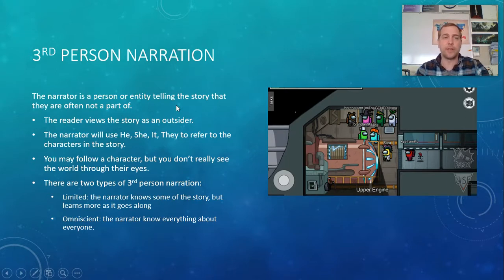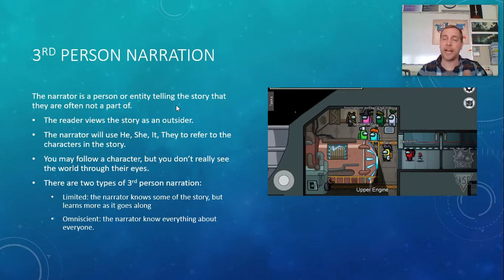And so the reader views the story as a bit of an outsider, and the narrator will use he, she, and it to refer to the characters in the story. You may follow one character, but you don't really see the world through their eyes. Everything is kind of reported back to you through another source.